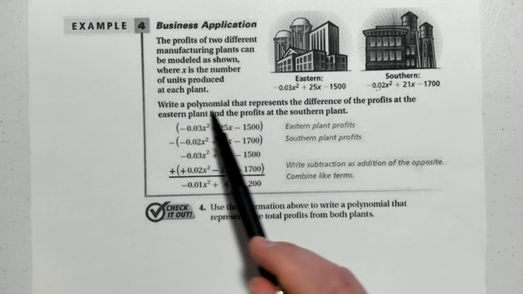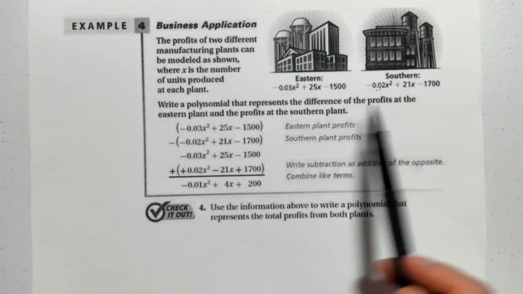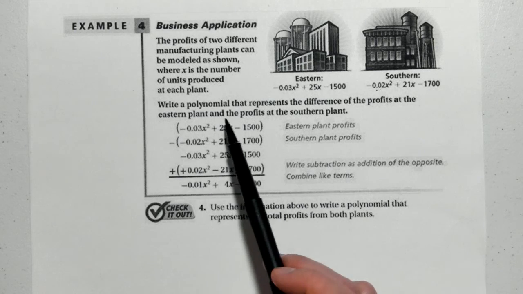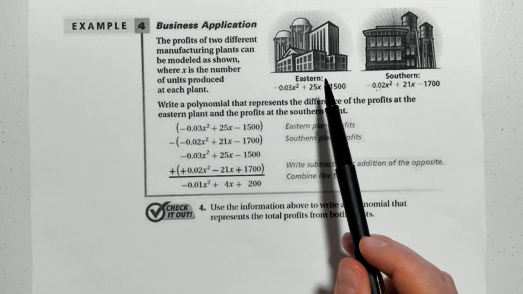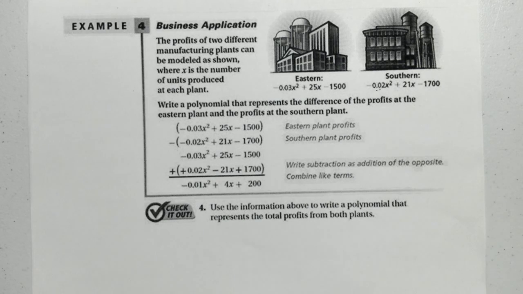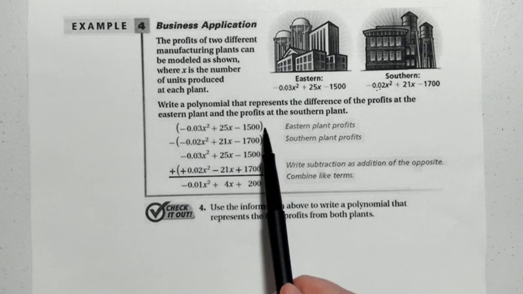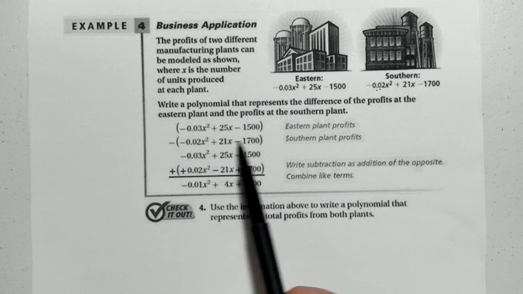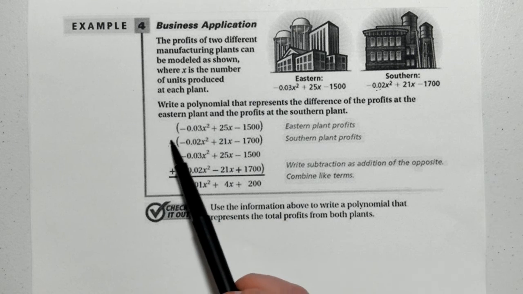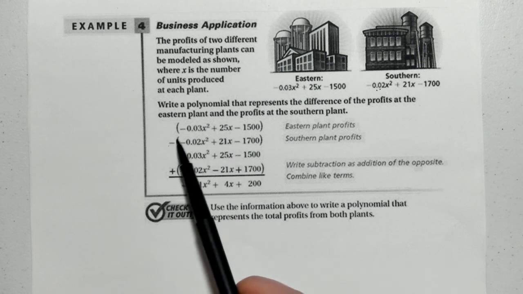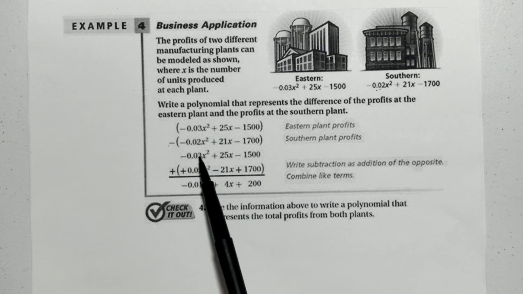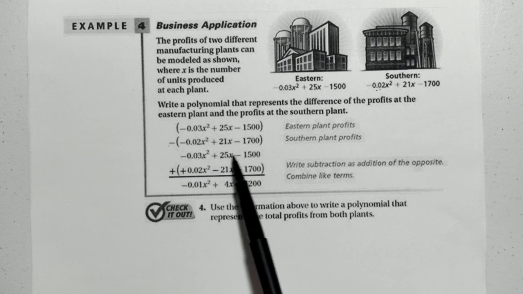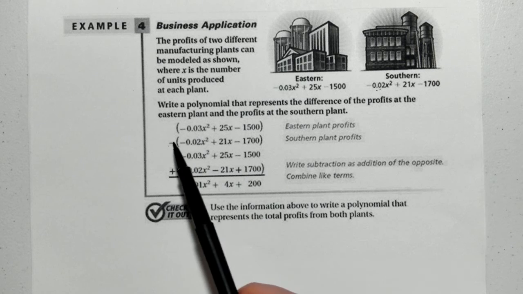So write a polynomial that represents the difference of the profits at the eastern plant and the profits at the southern plant. So we are going to subtract the eastern and the southern plant. So the eastern plant minus the southern plant. So we distribute that negative sign to each piece inside the term. So we're going to keep our first polynomial, negative 0.03x squared plus 25x minus 1,500.